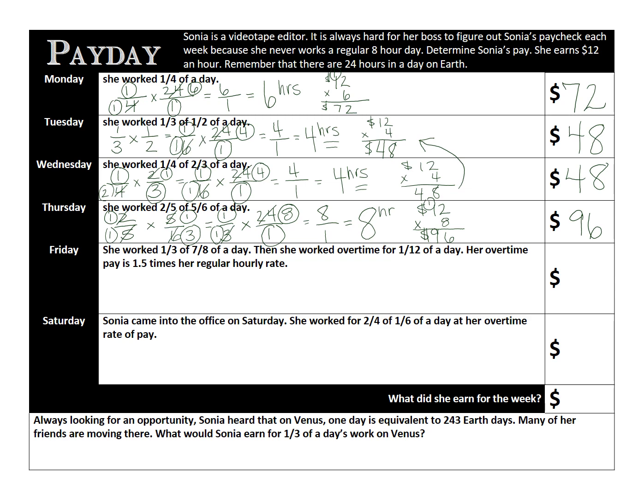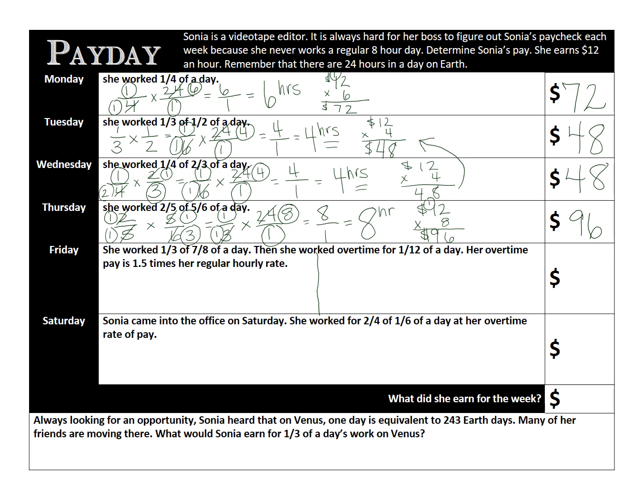On Friday, she worked 1/3 of 7/8 of a day. Then she worked overtime for 1/12 of a day. Her overtime pay is 1.5 times her regular hourly rate. So we're going to have to break this problem down into 2 parts. I'm going to divide my box into 2 sections.